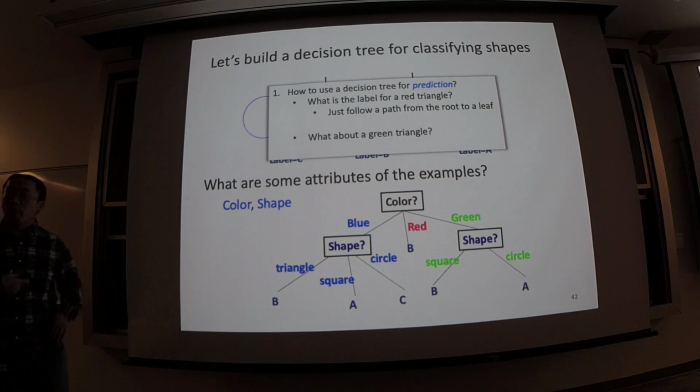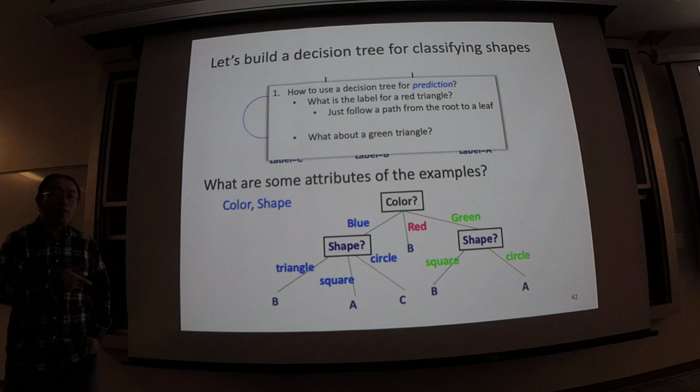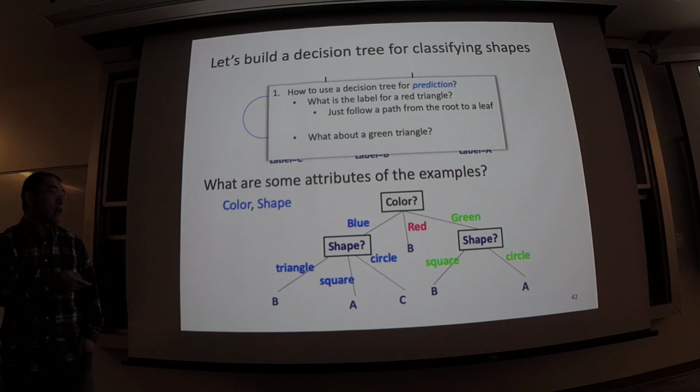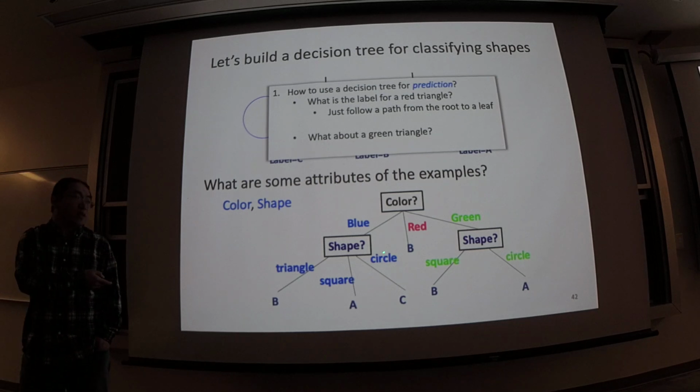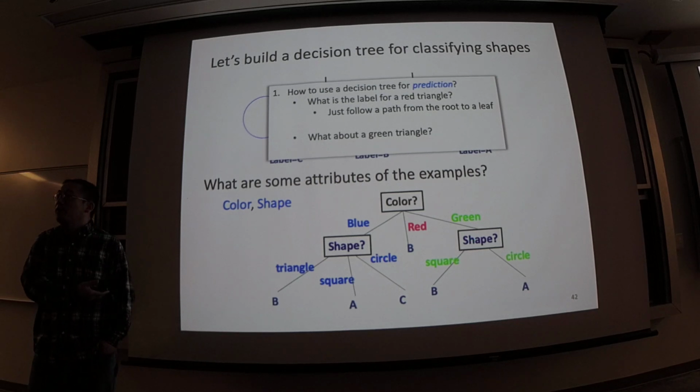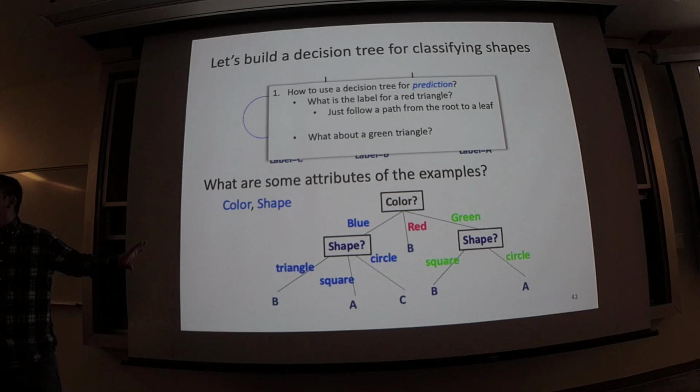For example, if you want to predict the label for red triangle, as we just mentioned, right? We first look at the color of red triangle. Okay, it's red, right? Do we need to further test? No, because it stops here at a leaf. We give the label B. So it's consistent with our intuition, right?